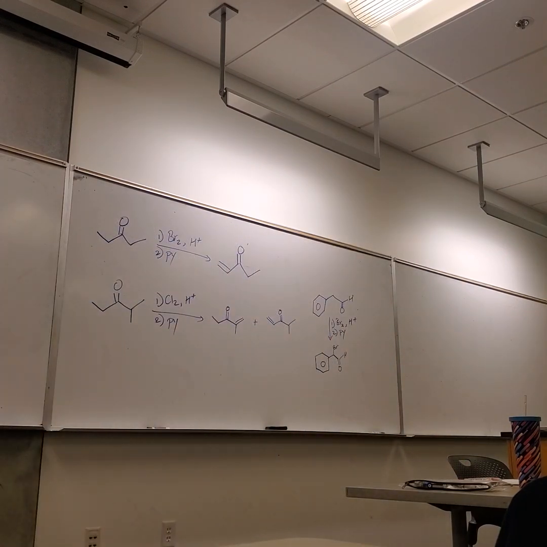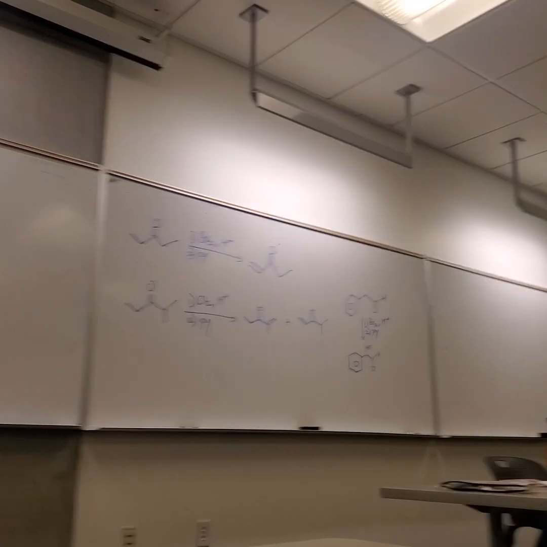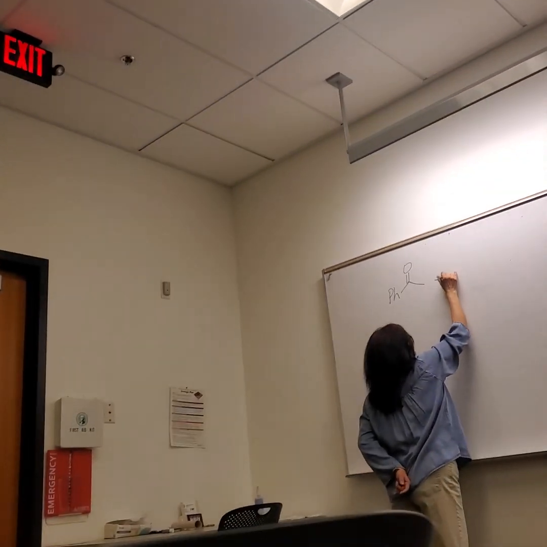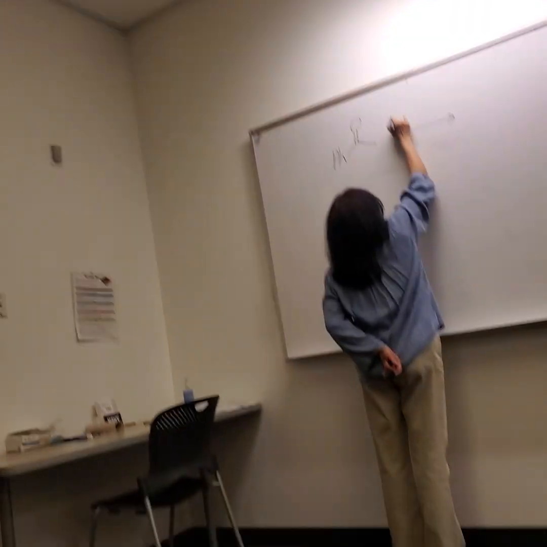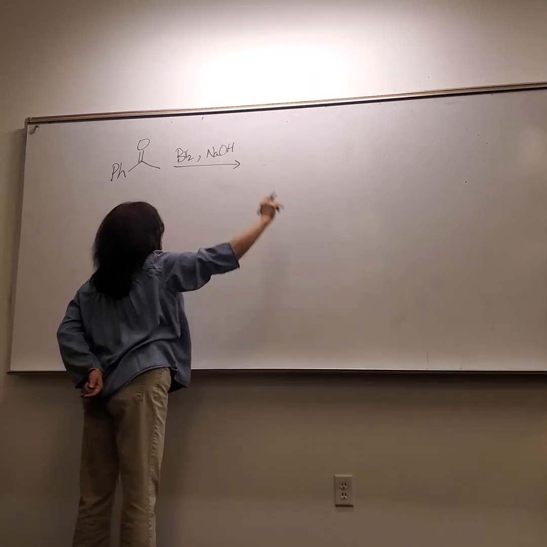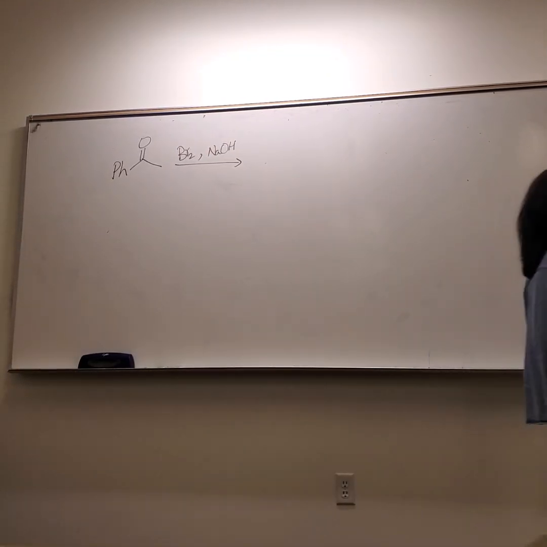If you have a ketone such as acetophenone, if everybody remembers acetophenone, and I do bromination under basic condition, what will be the product?